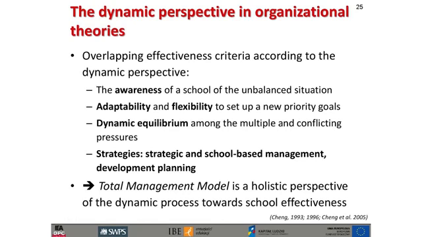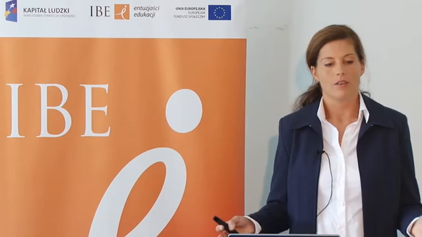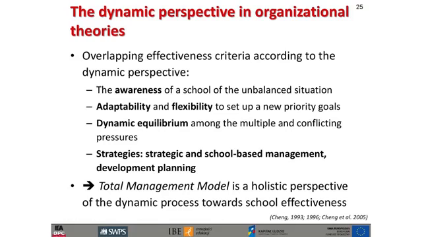However, there are some overlapping effectiveness criteria that can be derived from this dynamic approach, namely, for example, the awareness of a school of the unbalanced situation. Right, so the approach would be to go to the school and to assess how much awareness the principals, the teachers, the leadership have of the current situation of the student composition, of their daily life, etc., of their needs.